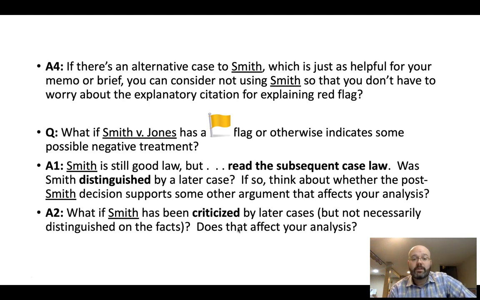Next idea, what if Smith has been criticized by later cases, but not necessarily distinguished on the facts, but other later courts sort of criticize Smith? That could affect your analysis. So if you have a bunch of different courts saying, oh yeah, Smith v. Jones has a questionable analysis, and Smith v. Jones is different from most of the cases you're reading, it's probably not going to hold up. It might not be the best case to rely upon in your memo.